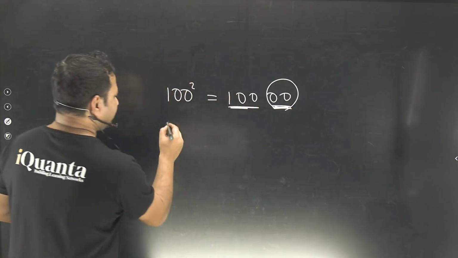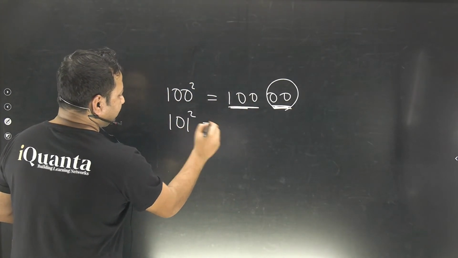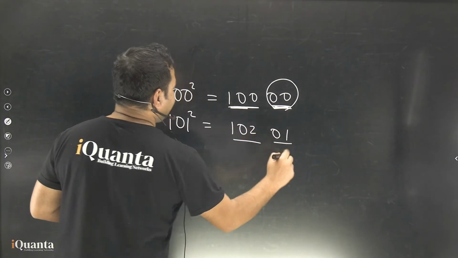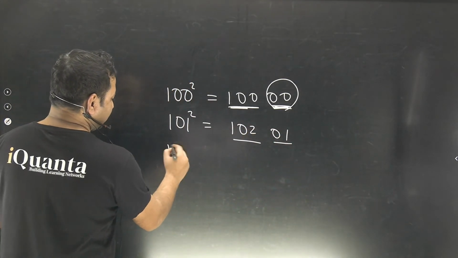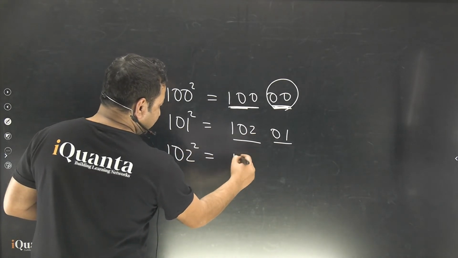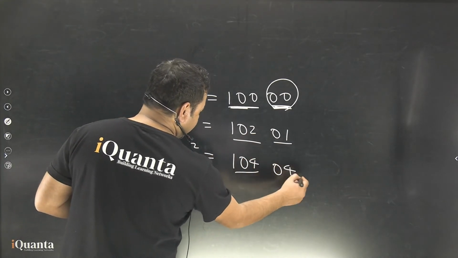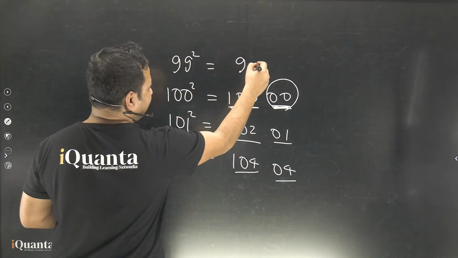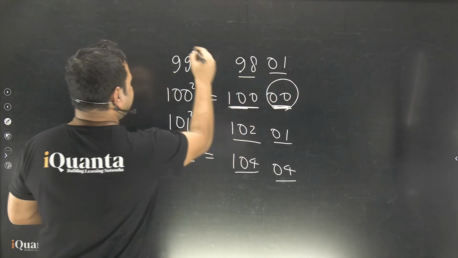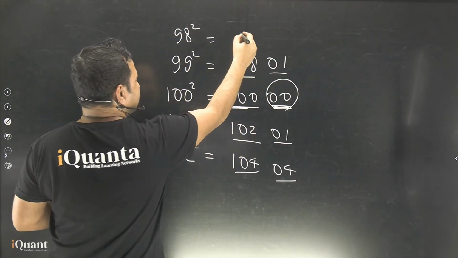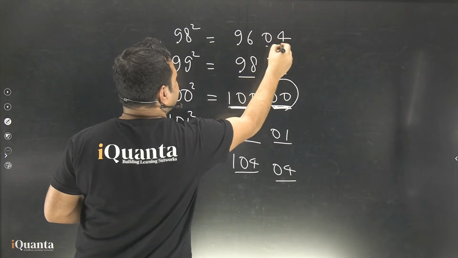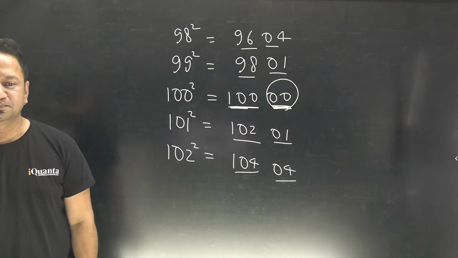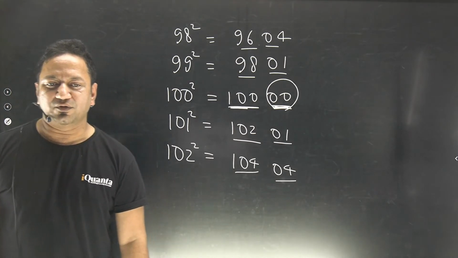Now look at the pattern. The square of 101 is 10201. And now you will tell me what the pattern is. I'll just write one more number. This is equal to 10404. All right. The square of 99, I'll just write that. This is equal to 9801. Tell me the pattern, everyone. 98 square, this is equal to 9604. Well, what is the pattern over here?